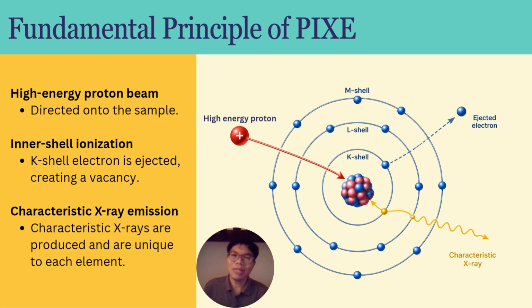To become stable again, the atom releases the energy in the form of characteristic X-rays. These X-rays are unique for every element, which makes them useful for identifying the elements present in a sample.